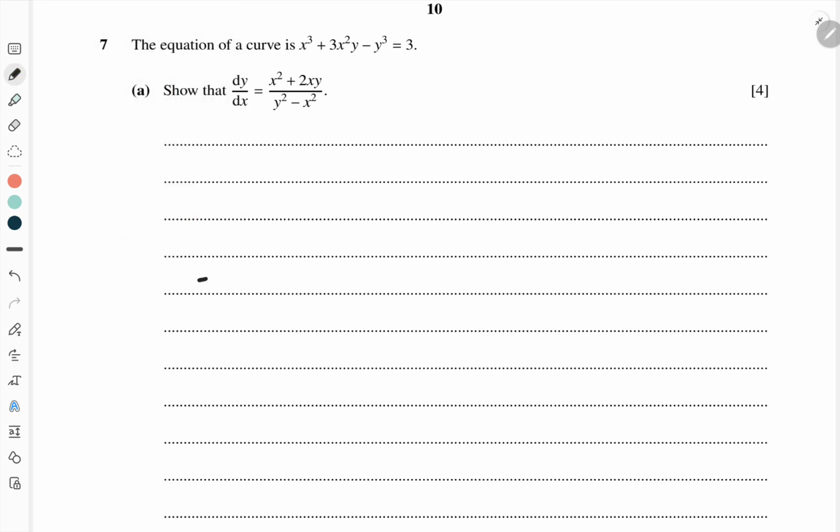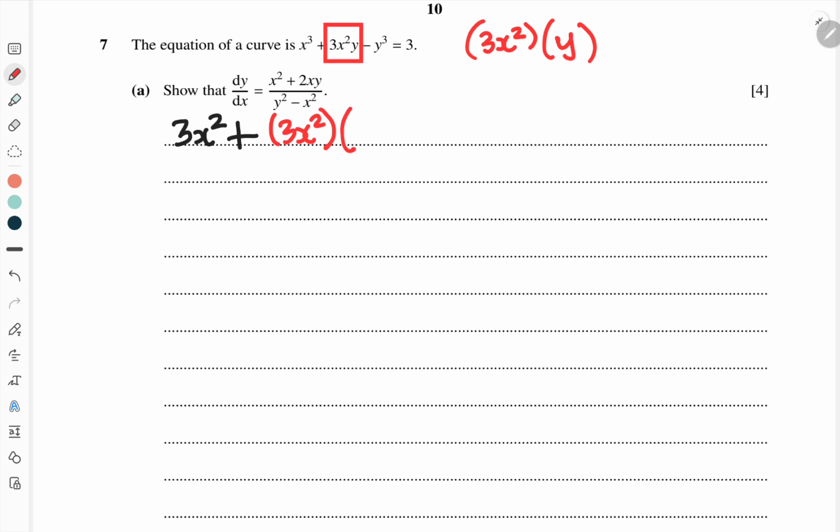We differentiate x cubed. X cubed is going to give me 3x squared. Plus, now we take a look at this right there. This is a product of two terms. There is a 3x squared and there is also a y. u dv plus v du. So my u shall be the 3x squared, dv, the derivative of y, is a 1 dy/dx.